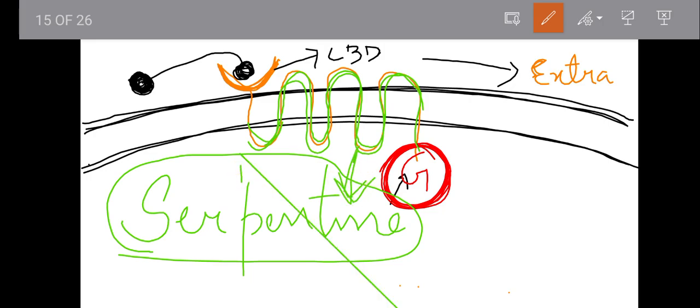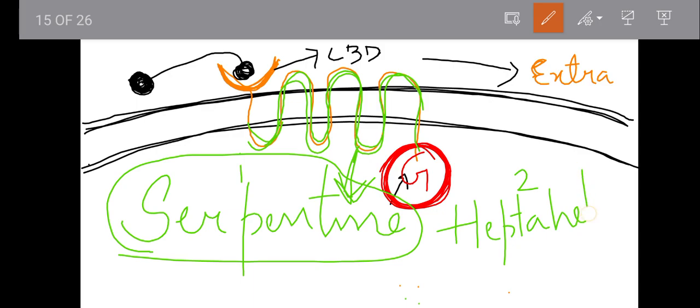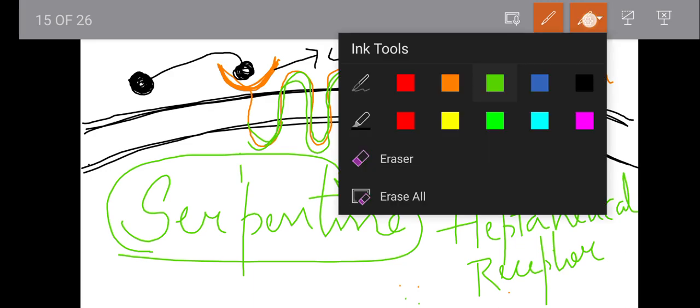Okay, this is one name given to the G protein coupled receptor. Another name given to the G protein coupled receptor is heptahelical receptor. Now why am I saying heptahelical receptor? Because you can see the helix.